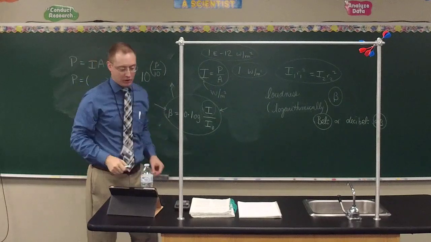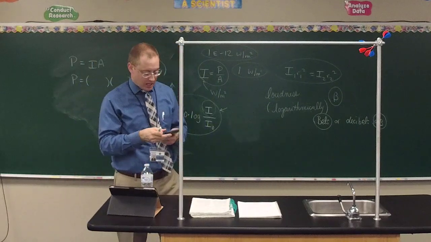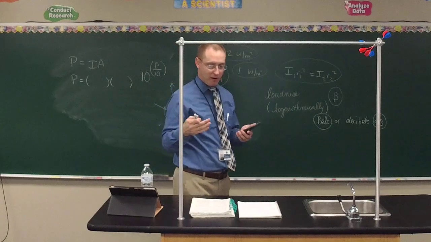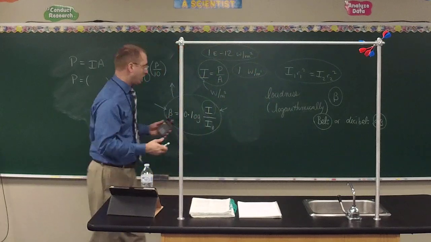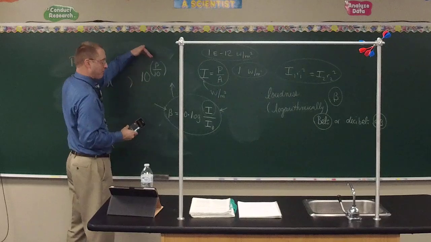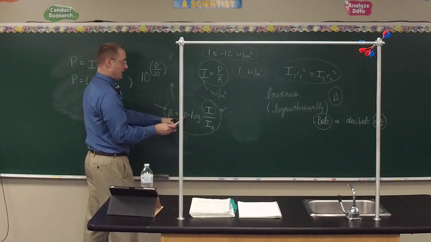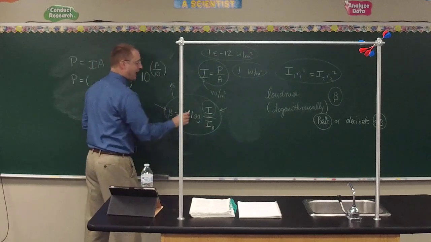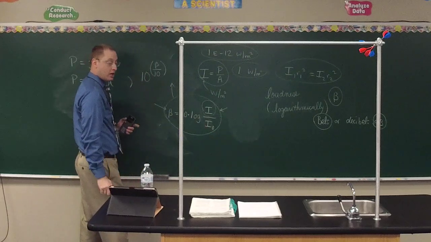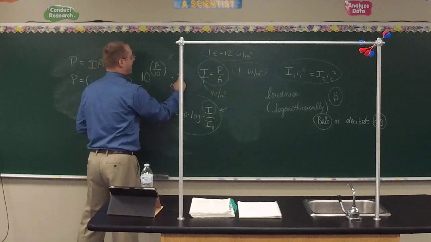Now, if you look at your calculator, look above the log button. Do you see that the anti-log right above it is 10 to the x? You're just going to do second function log, anti-log, but what you're doing is saying 10 to that power. So that got rid of the 10, and this gets rid of the log. How do I get rid of the I sub naught? Multiply by I sub naught.